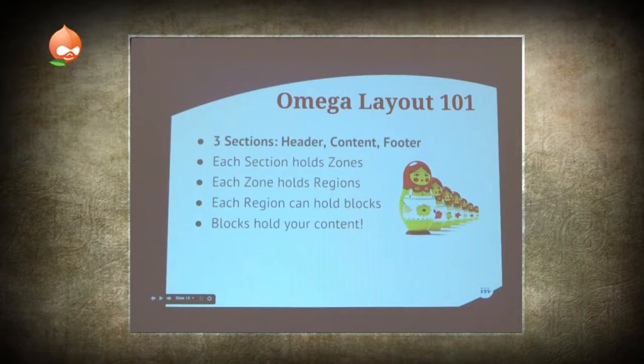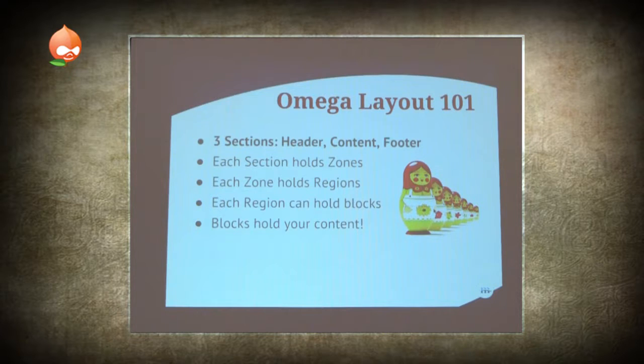So let's talk about the layout of the Omega site, how we're going to control the entire layout now that we've got the CSS media queries under our belt. I like to think of the layout as kind of like those Russian nesting dolls, where we've got boxes within boxes within boxes. The main thing is that Omega is broken down into 3 main sections. We've got the header, the content, and the footer, which is very simple.